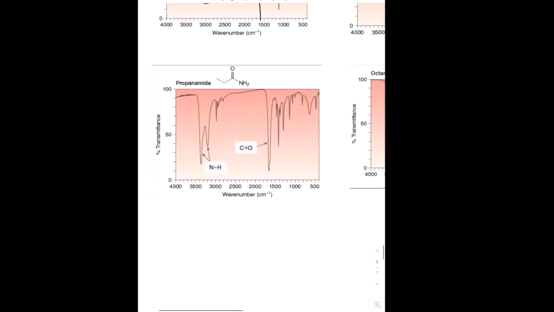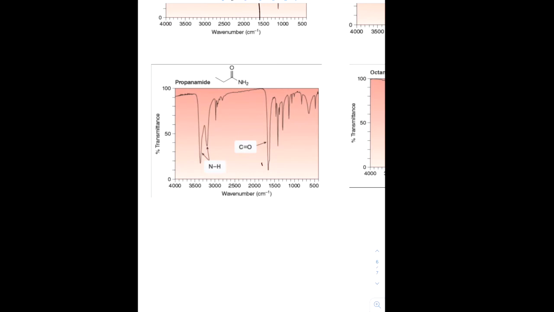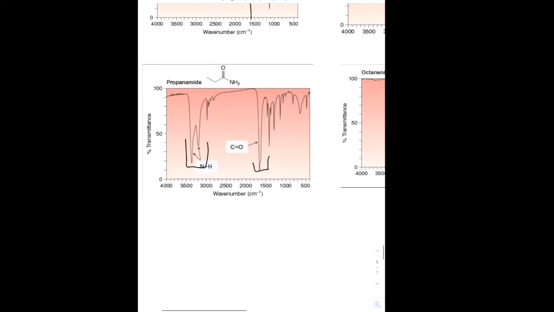Okay, now let's take a look at an amide. We got that C=O stretch in there. That's pretty indicative of a carbonyl group. But then now we also have a very large N-H stretch, and that's going to tell you that you have the amide.